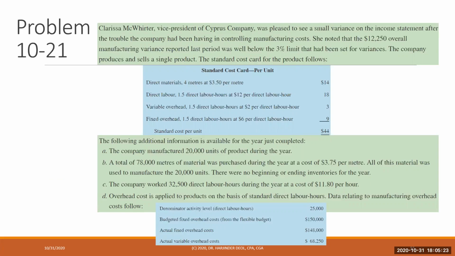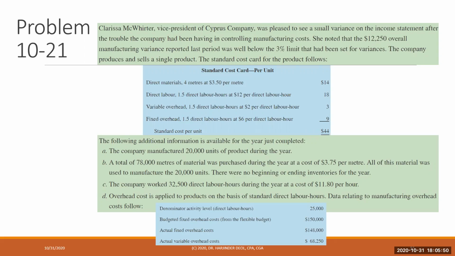She notes that the overall manufacturing variance of $12,250 was well within the 3% limit that had been set for variances. Then we are given information about the company's product. They make a single product, and the standard cost card is given in the first blue chart there.